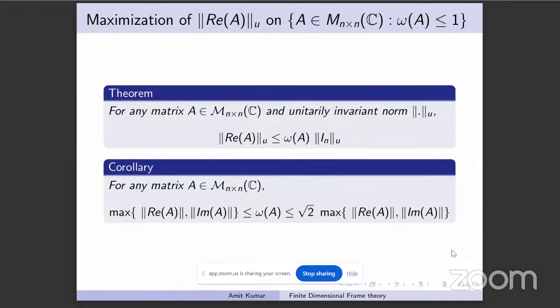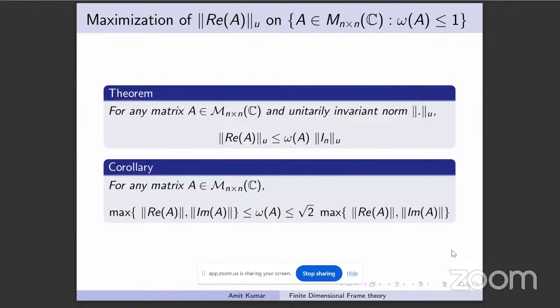Maximization of the unitarily invariant norm of the real part of a matrix on the space of matrices with numerical radius bounded by 1. Here again we obtain that for any matrix A belonging to Mn(C) and unitarily invariant norm U, the norm of the real part of A is less than or equal to omega of A times the norm of In. So here the bound is obtained in terms of the identity matrix. I mean, independent of what unitarily invariant norm you are choosing, here again the bound is obtained in terms of the identity matrix. So again, our obtained matrix, the identity matrix, doesn't depend on the unitarily invariant norm.